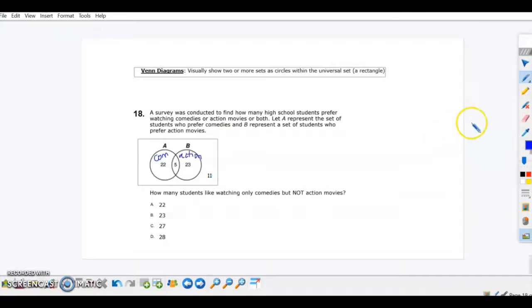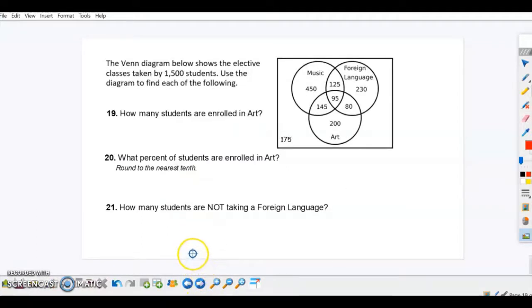So, how many students like watching only comedies, but they do not like action movies? That would be all the people in this circle here, and would this include these 5 people? No, it would not, because those would be the ones who like action movies as well. So we would say that 22 of the students like only comedies, do not like action movies. Okay, if it said how many like comedies, we would include those 5, but they also like action movies.